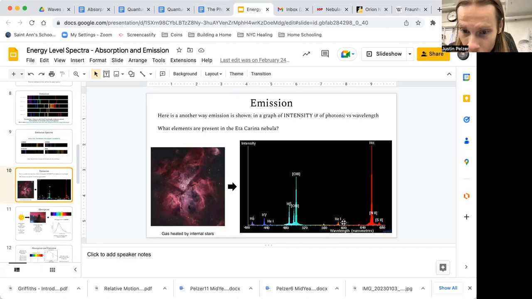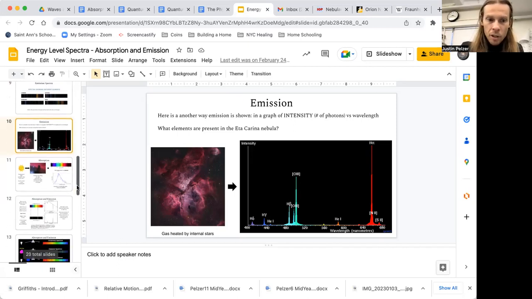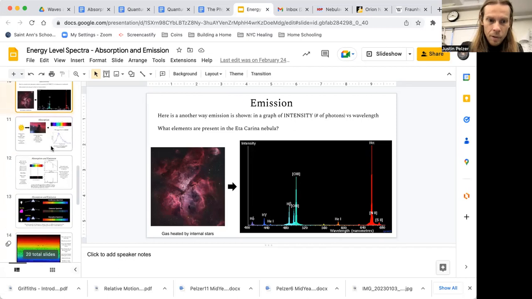You notice helium 1 is there at 587, although they didn't draw it orange or yellow. There's a little bit of helium in the Orion Nebula. A little bit of nitrogen, right? So these lines tell us what's there. We can zoom in and tell what's there. So that's emission.